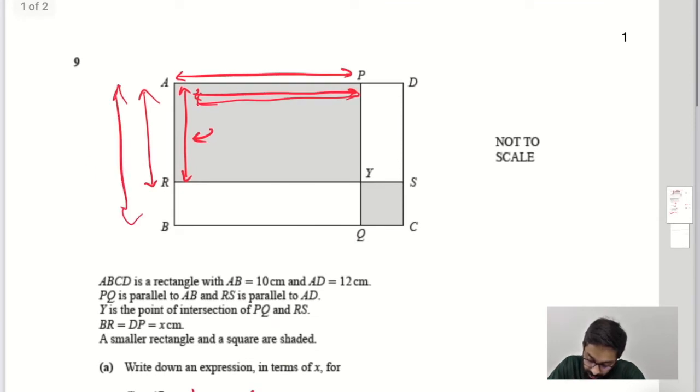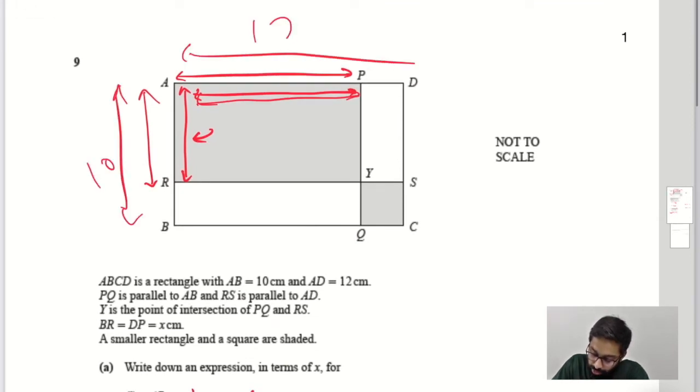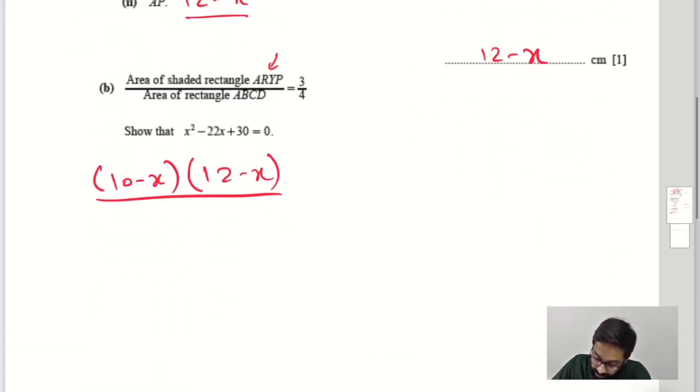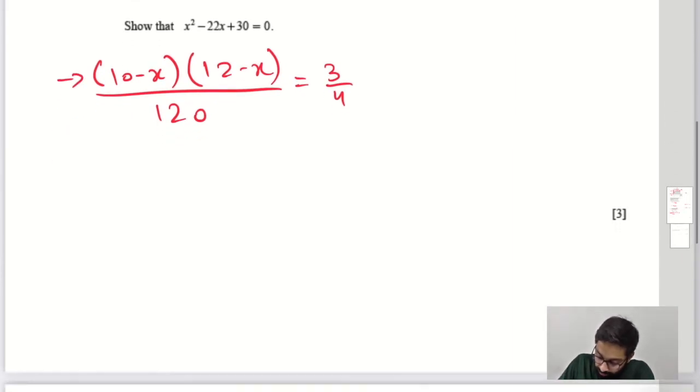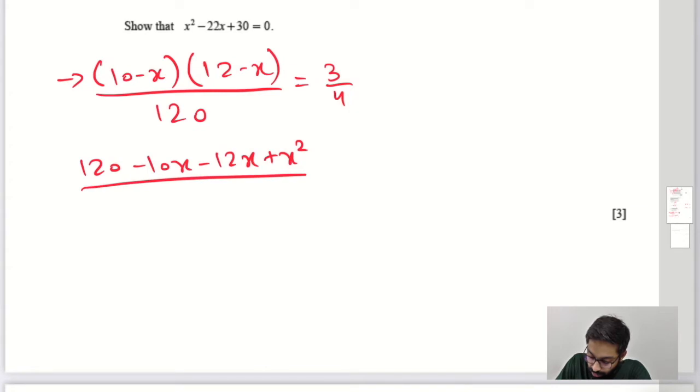AB was 10 and AD was 12. So length times breadth is 120. So we write 10 times 12, which is 120. We can write 120 right here. Equals 3 over 4. Now, let's open this part up. When we do that, 10 times 12 gives us 120. And then 10 times negative x gives us negative 10x. Negative x times 12 gives us negative 12x. And then negative x times negative x gives us positive x square over 120 equals 3 over 4.